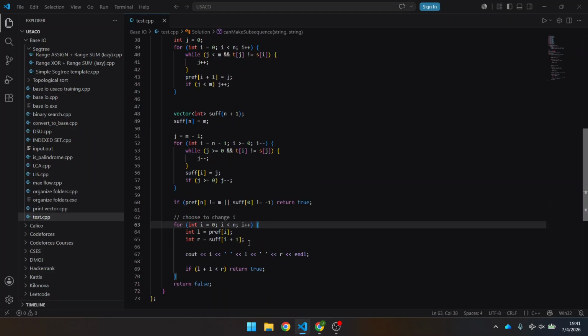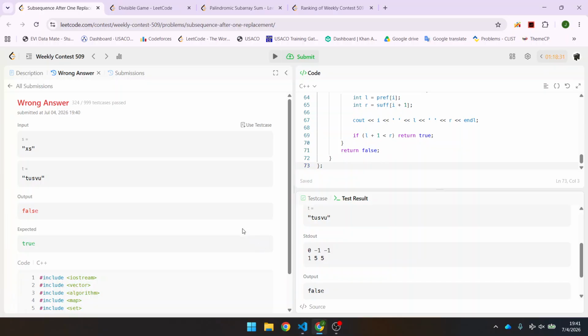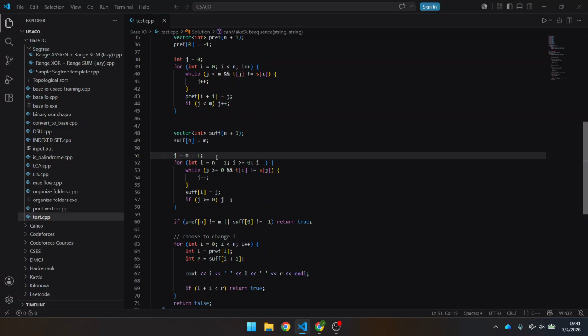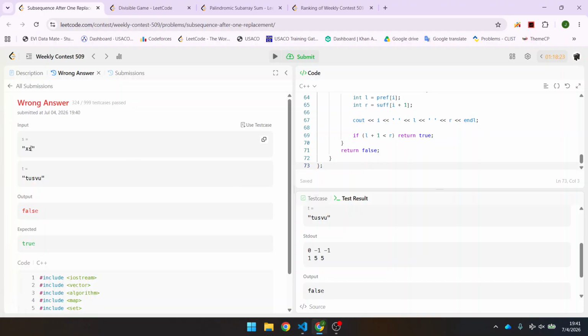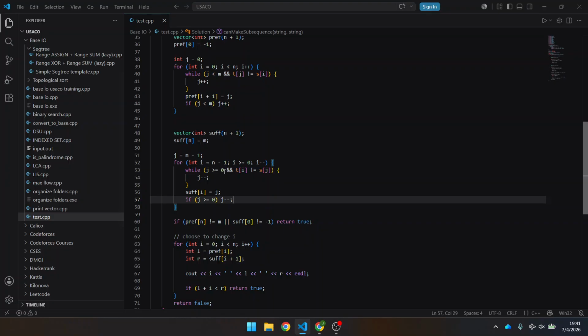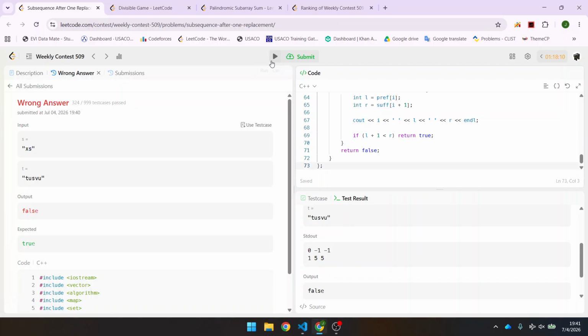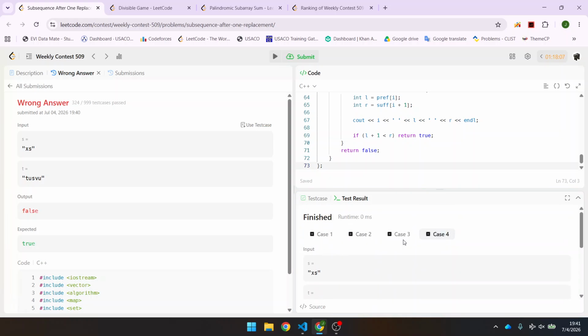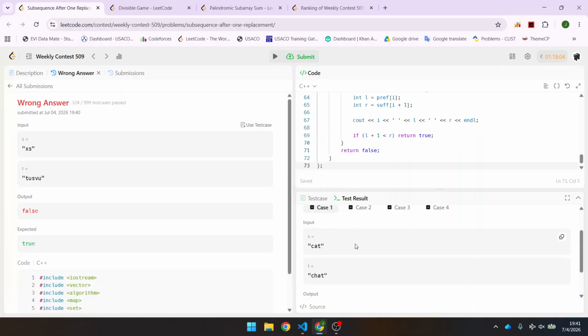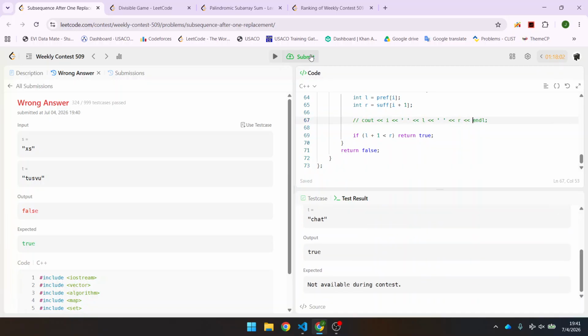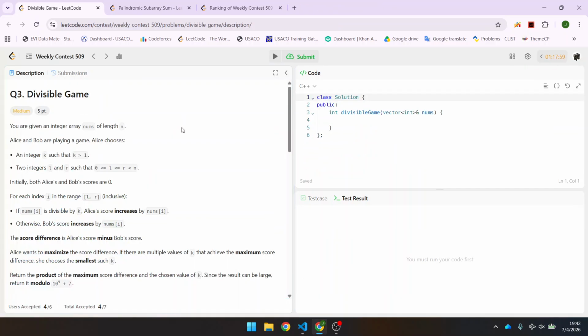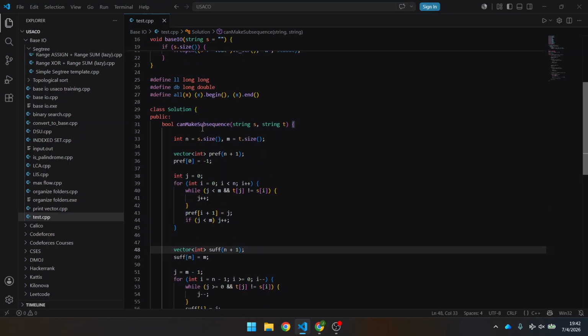0, -1, -1. So 1, -1. Sj is greater than 0 and Ti is not equal to Sj. Oh, wait, Tj and Si. True, false, false, true. Okay, that was really bad.